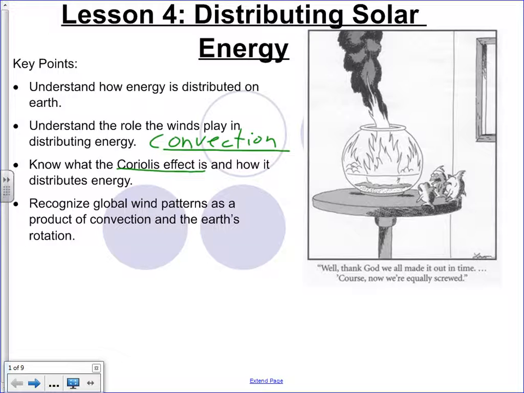Recognize that global wind patterns are a product of convection and the Earth's rotation. Those two things work in concert with each other, because the Earth's atmosphere is not chained to the Earth's surface. So they don't move together. The Earth actually rotates under the atmosphere to some extent. So if I'm standing on the Earth's surface and the Earth's atmosphere is stationary, I'm moving through it.